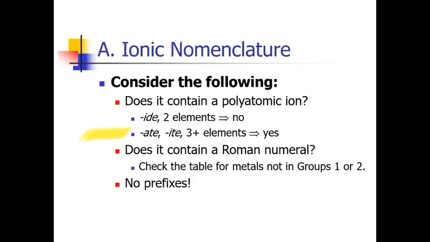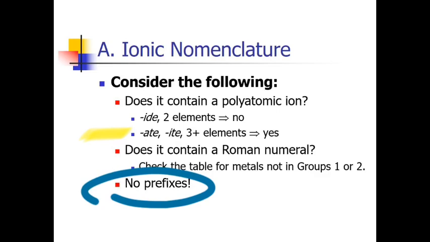So does that metal need a Roman numeral? And this last part won't make a whole lot of sense to you just yet, the no prefixes. But when we get into molecular nomenclature, the prefixes are everywhere. We're not using any set prefixes within ionic nomenclature unless it's one that's already part of the given name for a polyatomic ion.